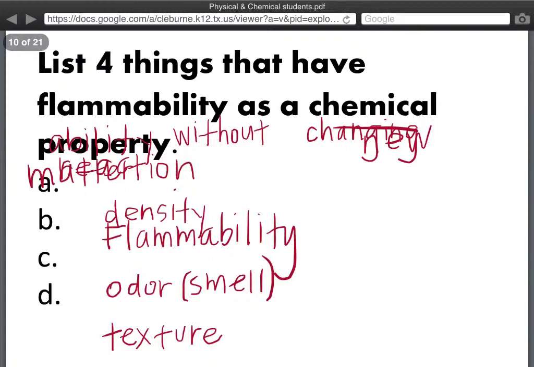Now I want you to list 4 things that have flammability as a chemical property. List 4 things that you know that are flammable. Push pause to answer this and then play when you have finished that.